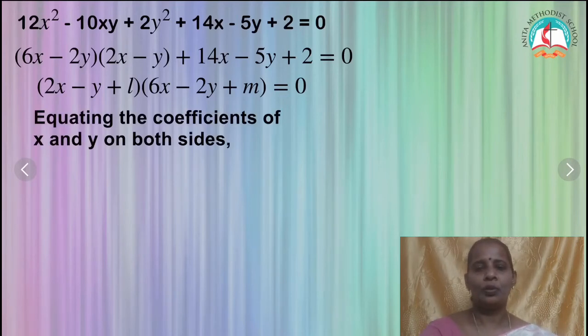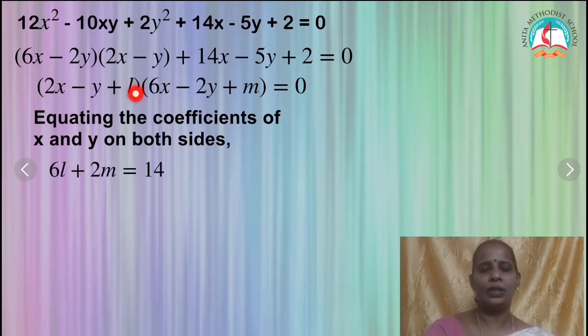Now I am going to equate the coefficients. If you want to find L and M, I have to equate the coefficients of x and y on both sides. If I equate, what will happen? Suppose I take x here, then take the L term. So 6L. Suppose I take x here, then go to the M term. So 2xm.